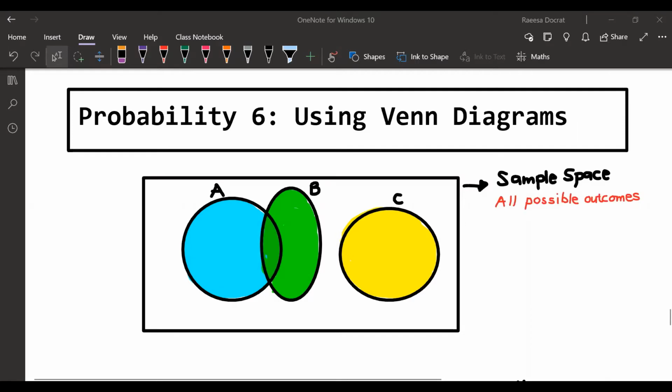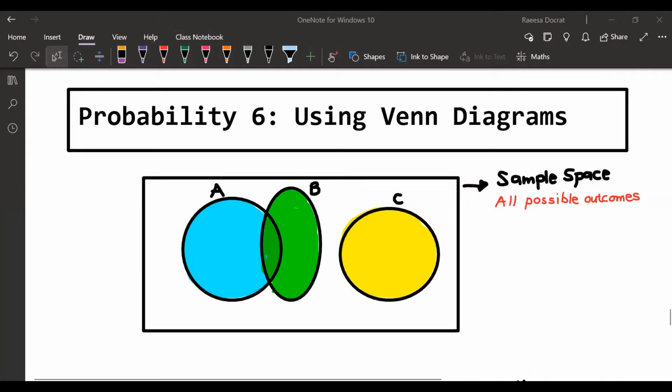In this video, we're going to have a look at another tool that can be used when calculating probabilities and understanding different events. This tool is called a Venn diagram. The first thing is it has all of the things that happen: we have the sample space, so that's all possible events, and that's represented by the outer boundary.